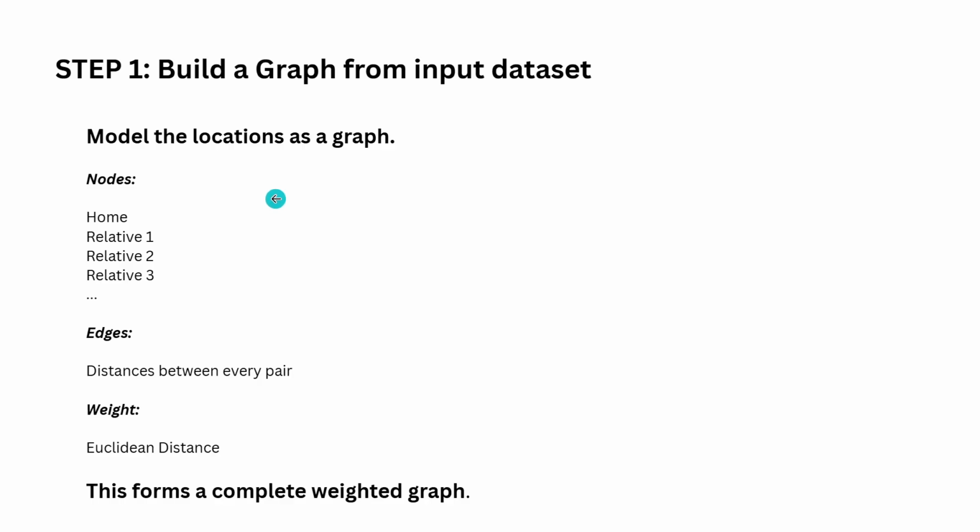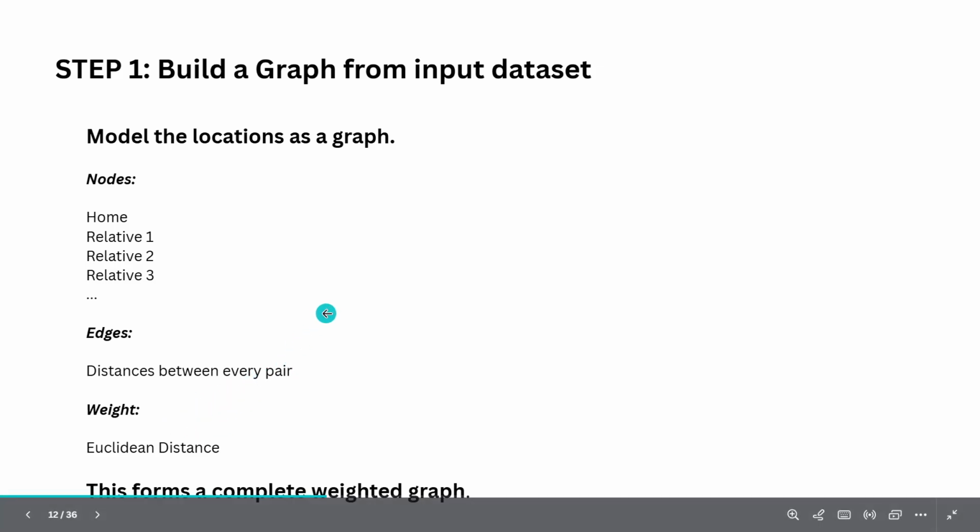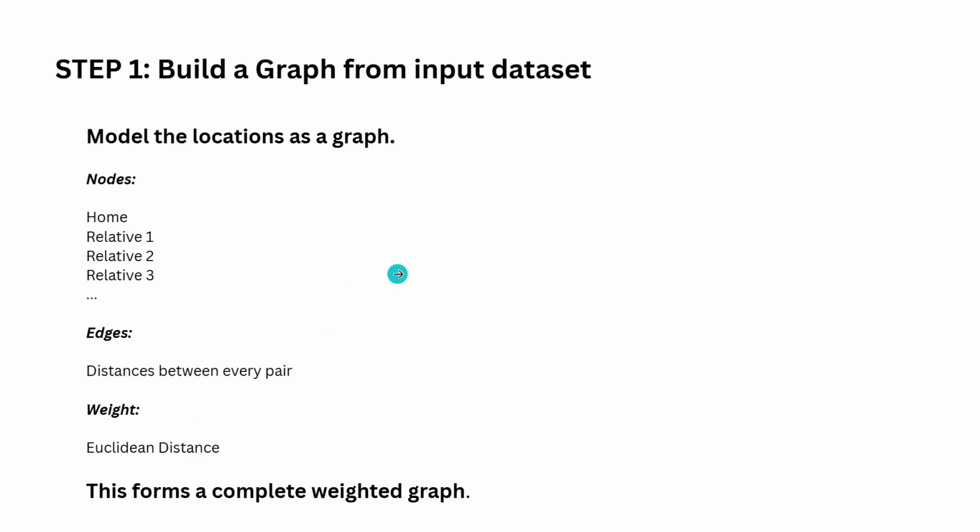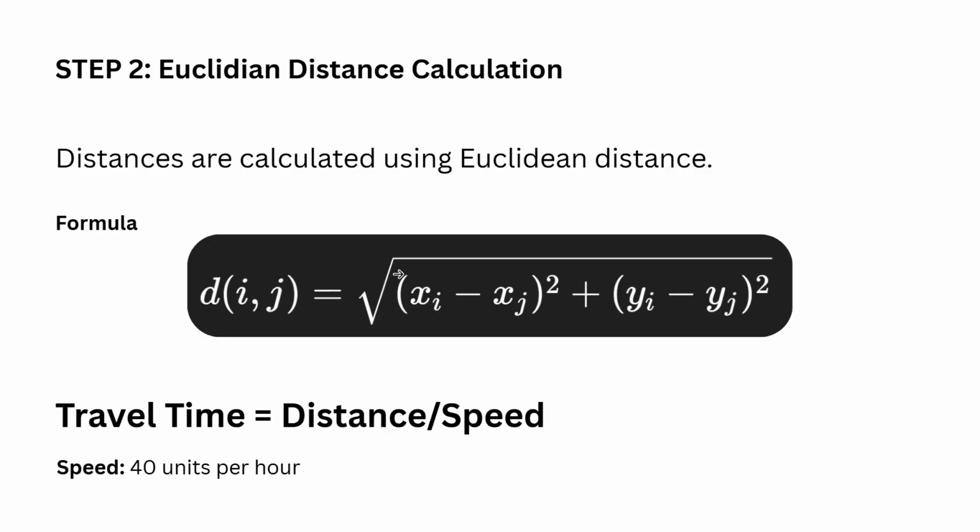So step one is to build a graph from the input data set. I receive as input a list of coordinates for each relative. So the nodes will be each of the relatives, the edges will be the distance between every pair, and the weight will be the Euclidean distance between each pair. This forms a complete weighted graph.